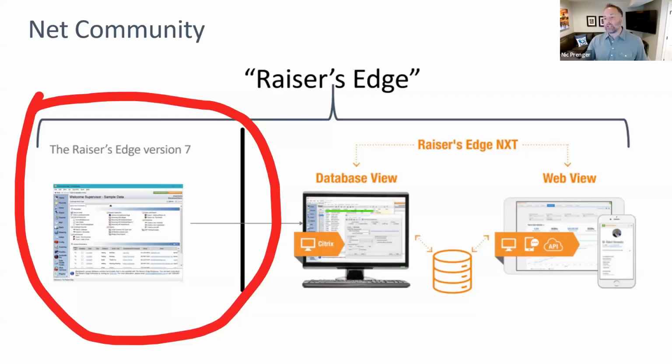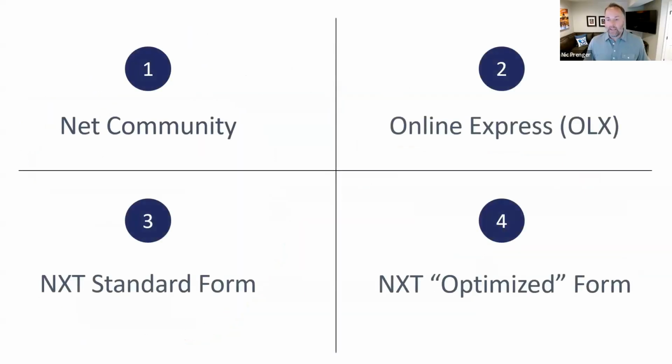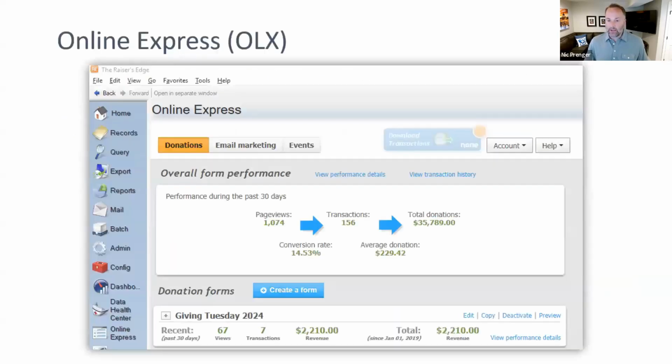Okay, so if you're still on Razor's Edge 7 NetCommunity, it's an option. We're not going to talk to it a bunch other than to say you should pay attention to the rest of this webinar because we're going to talk about what you can go to when you turn off NetCommunity. Okay. Speaking of legacy products, but a little bit less so, we've got Online Express, right?